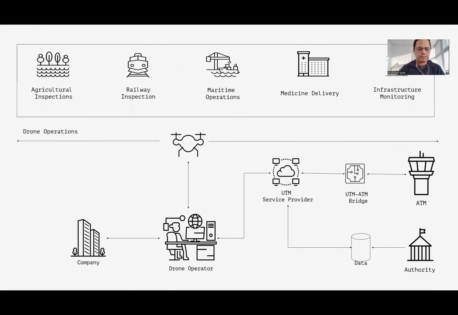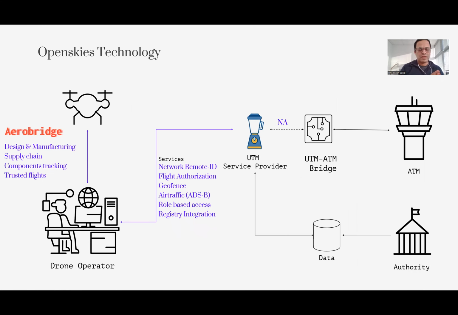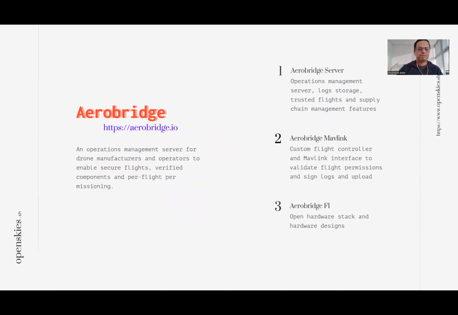Let's begin. My name is Rishi, and I run a company called Open Skies Aerial Technology Limited, and we build Aerobridge as a part of our open source work. Basically, there is a UTM solution called Flight Blender and Flight Spotlight, which is also fully open source that supports some of the standards compliant services. And Aerobridge is focused on drone supply chain, design manufacturing, and more importantly, components tracking and trusted flights. So Open Skies maintains these projects on GitHub via the community, and we're going to talk specifically about Aerobridge, which you see on the left-hand side of the screen.